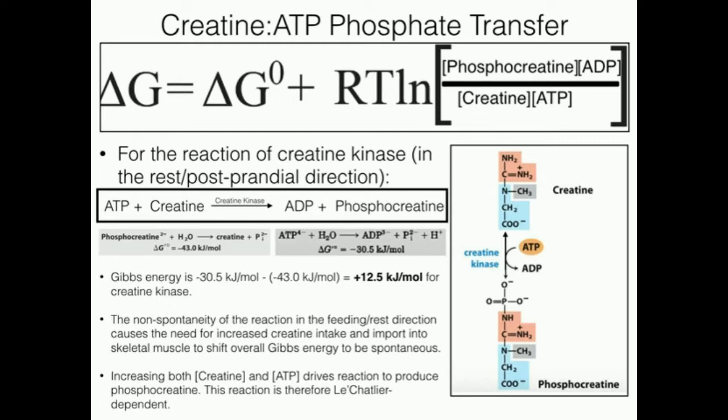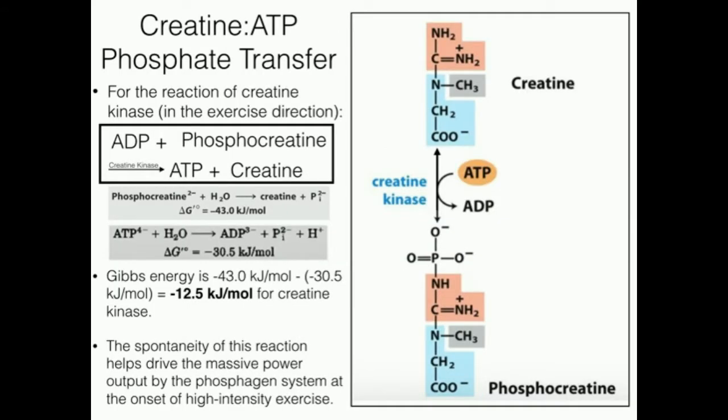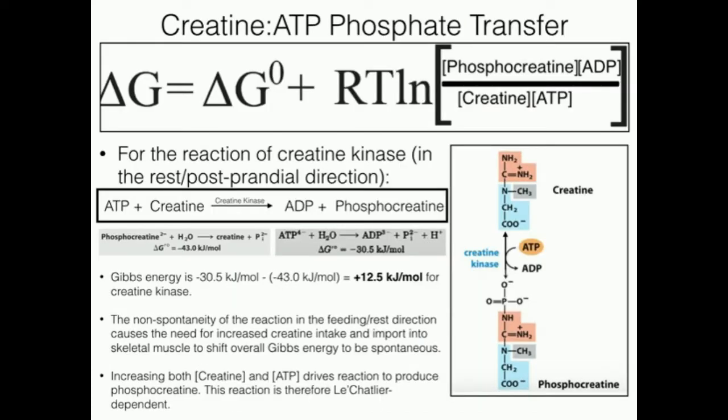So the whole point of showing that is that if we want to load up with phosphocreatine, we have to increase the amount of ATP and creatine that we have to force the equilibrium to go towards phosphocreatine. Whereas when we were running this direction from phosphocreatine to creatine, that reaction is just spontaneous, which is actually why the phosphagen system is so efficient. But when we're going the reverse direction to creatine phosphate, or phosphocreatine, we have to stress the equilibrium in order to get it to phosphocreatine. Okay, so this reaction is Le Chatelier dependent.